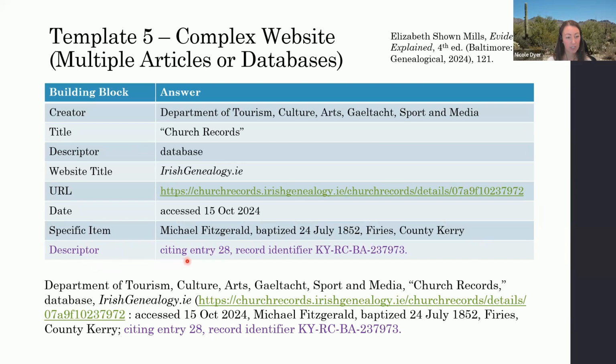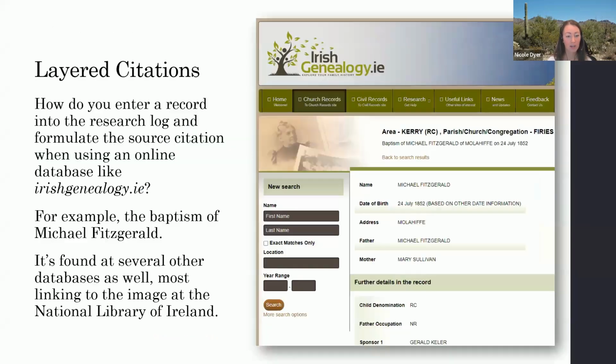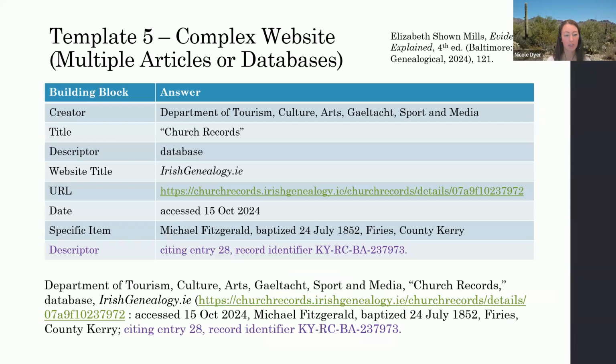So we don't really know exactly what this indicates, but this is what, on this website, if I scroll down at the bottom, it gives that information about the source of their information. So that's the citing layer. So this is how the citation turns out when you put all of these building blocks together. And you can see that the first layer is all information from the database. And then the second layer is the citing layer, which tells us where the website got its information.